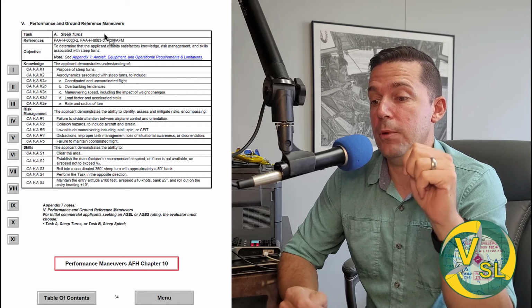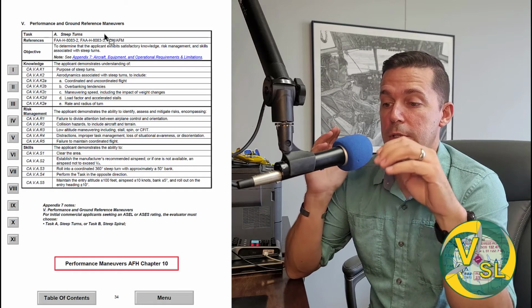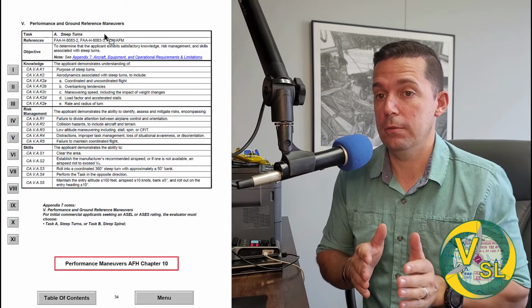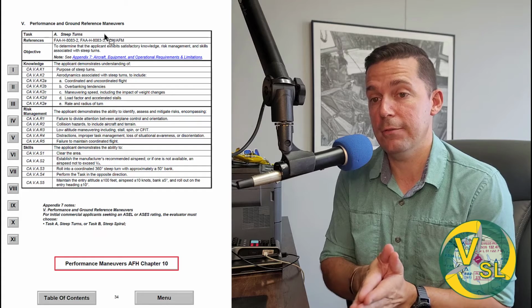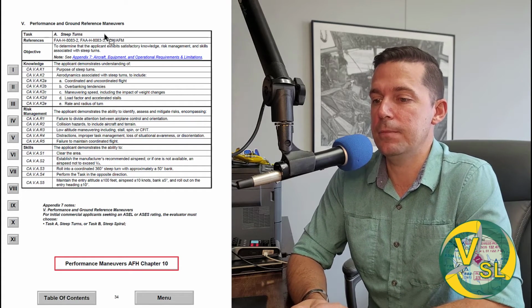Anyway, S4, perform the task in the opposite direction. So this is where you're going to roll straight from a right turn directly into a left, or from a left directly into the right. So it says perform the task in the opposite direction.